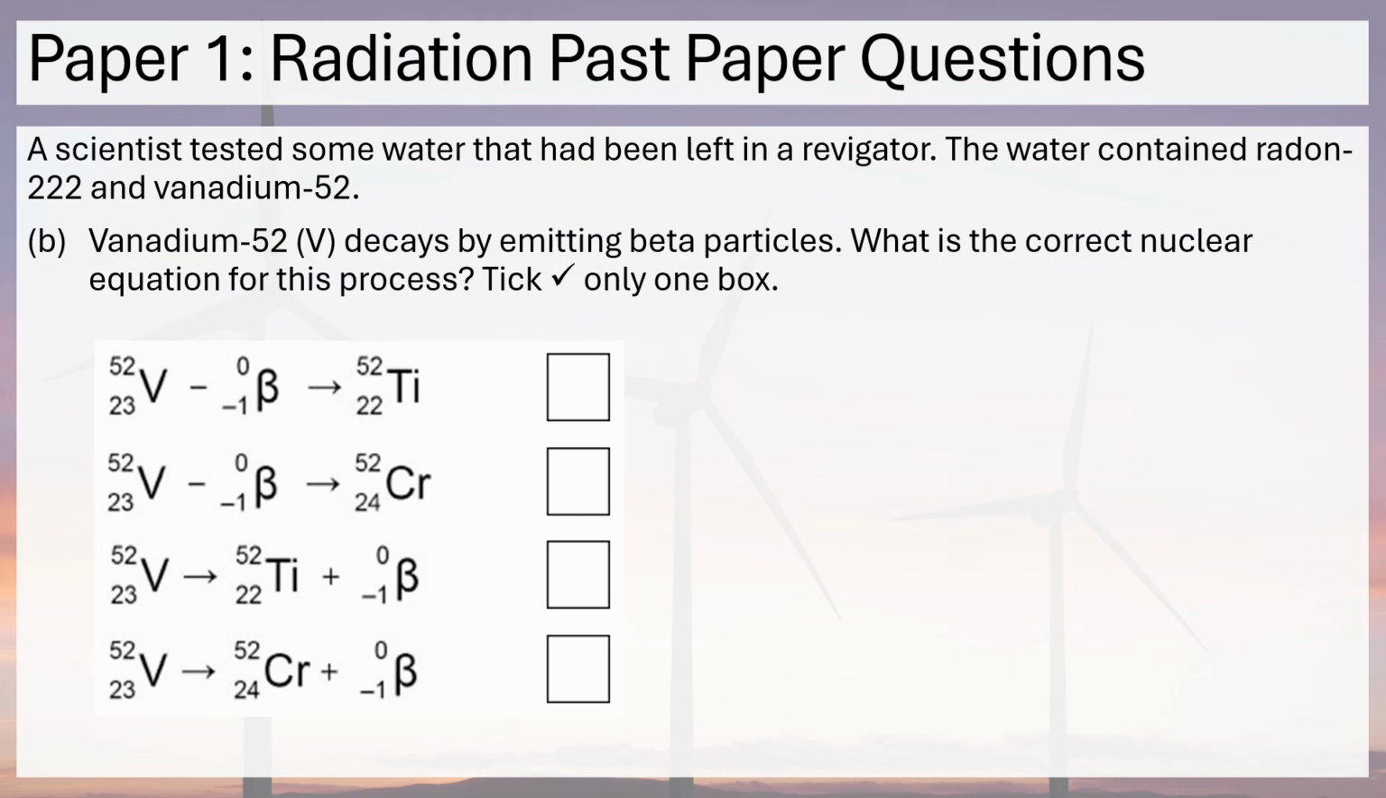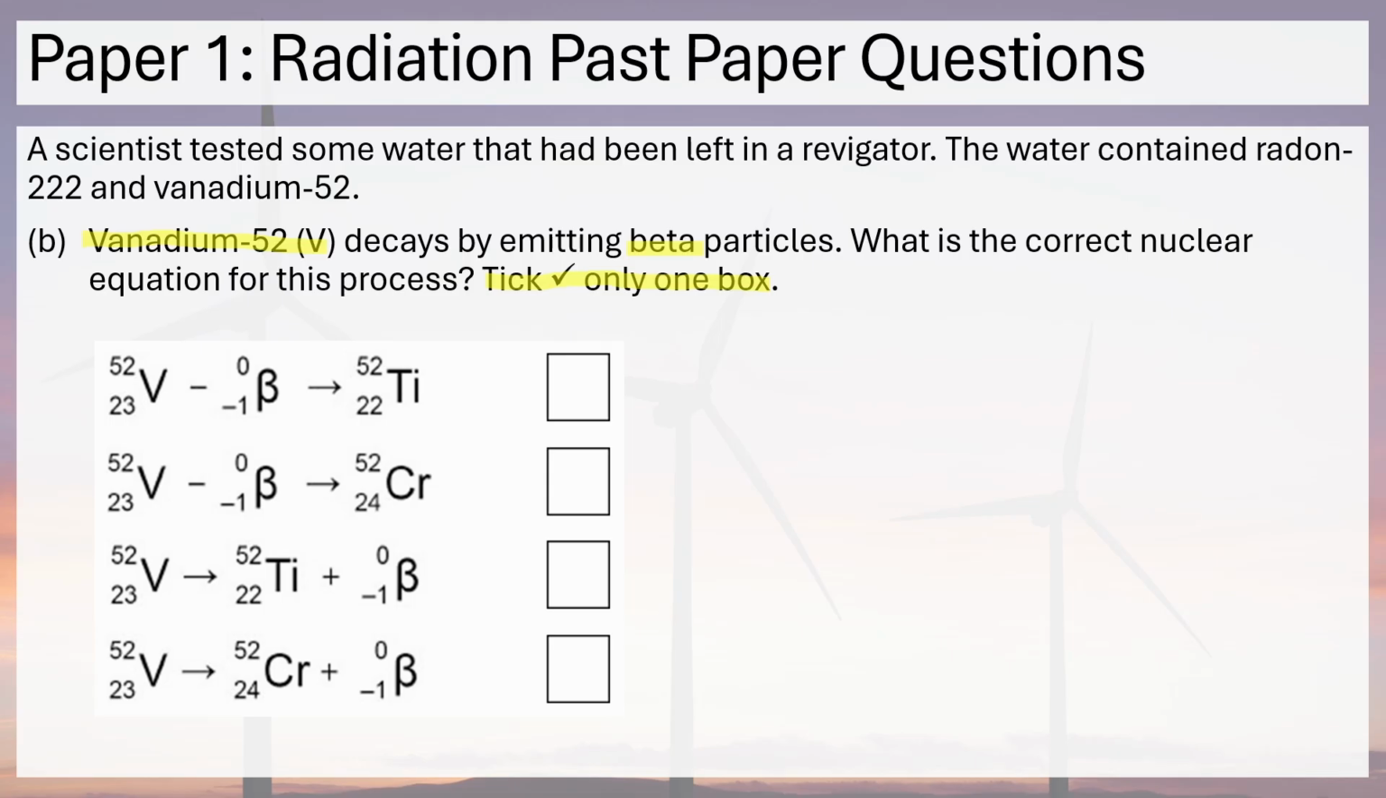Part B, we're told here that the water contains radon-222 and vanadium-52. We're interested in the vanadium as a beta emitter. We've got to identify the correct nuclear equation, ticking only one box. Again, check the instructions. So even if we're not sure about what happens in beta emission, remember the numbers on the left must equal the numbers on the right.